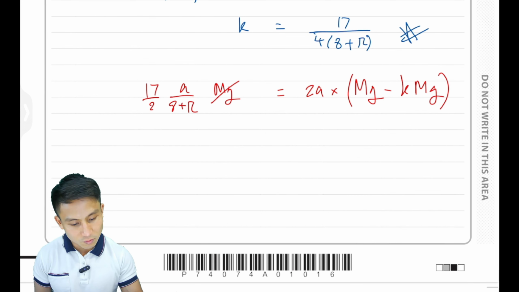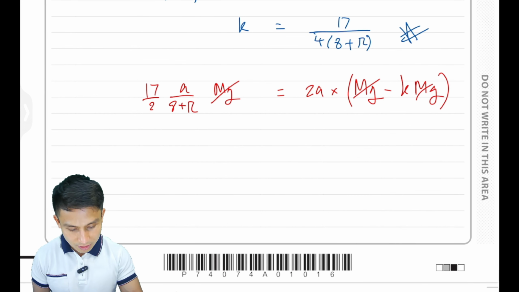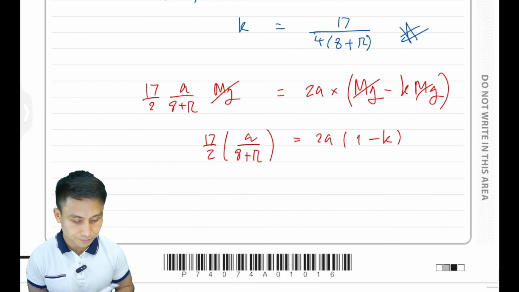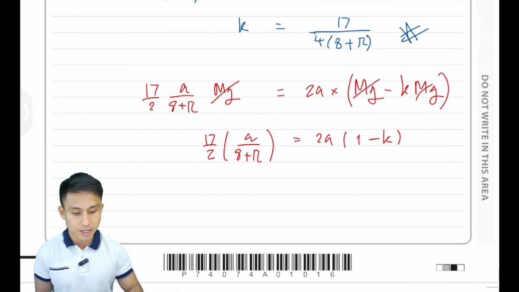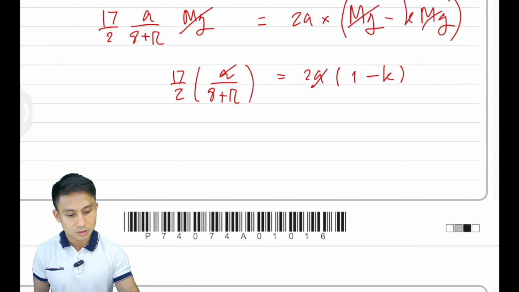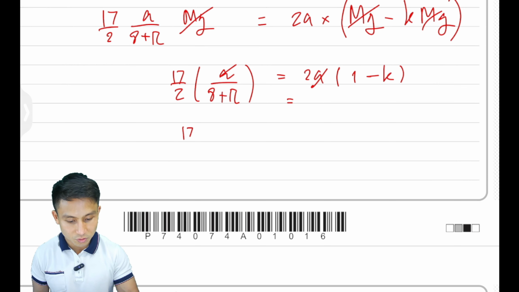Of course, mg will be cancelled, yeah. So I'm going to get 7/2 a over 8 plus pi equals 2a. In the brackets here we have 1 minus k, right? And then we want to solve for k. So that's going to be a cancelled here. If you expand that, I can just divide across by 2 first.